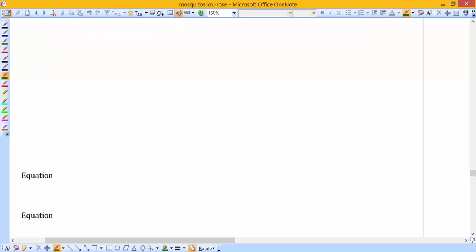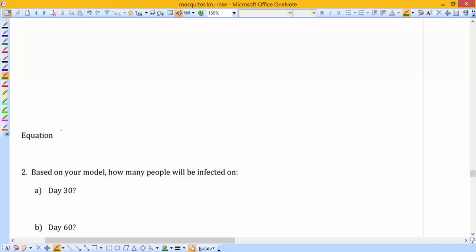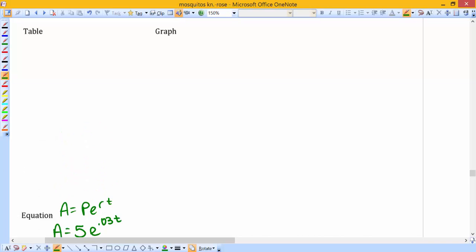I am actually going to write the equation first. So A equals Pe to the rt. So A is going to equal 5e to the 0.03t. I'm going to use that equation to make my table. So I'm going to get this started for you guys, but I am going to want you guys to finish it. So t and A, I'm going to plug in time. So it told me I'm starting with 5 people. So day 0, 5 people.